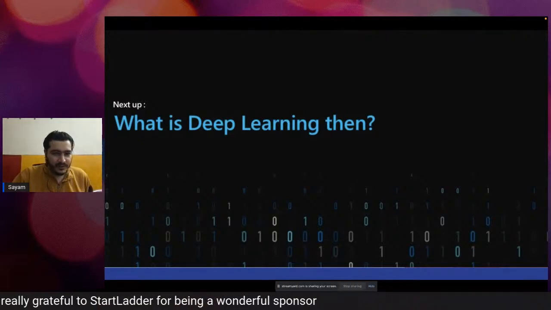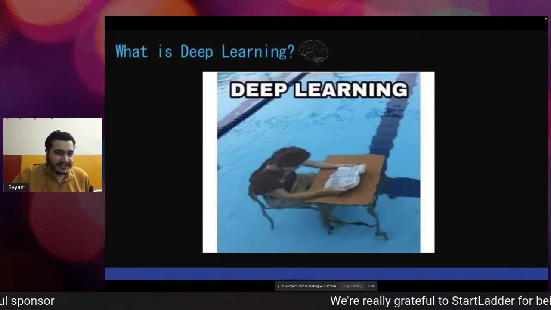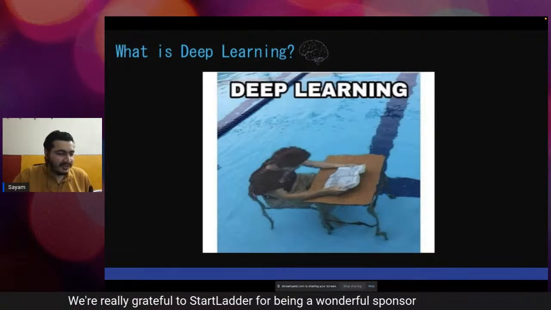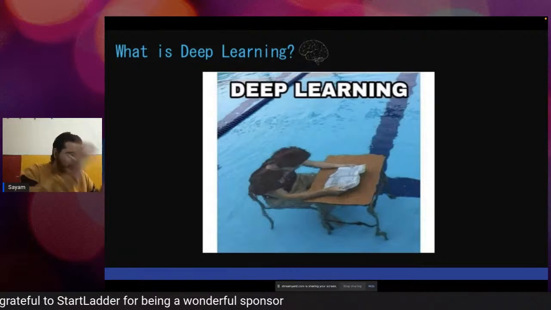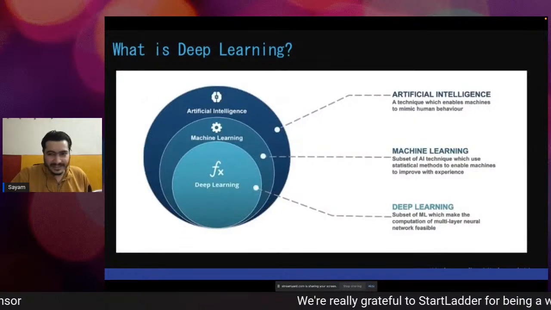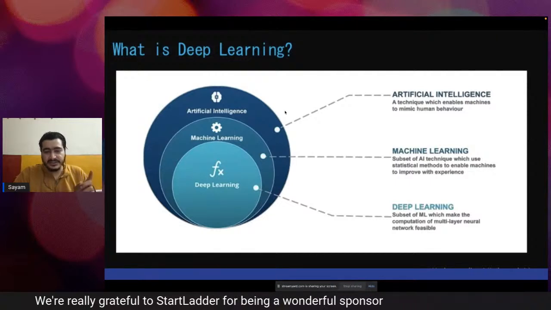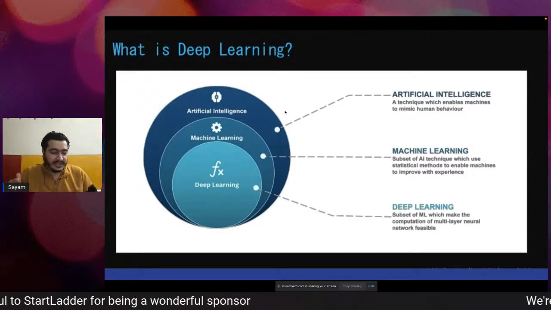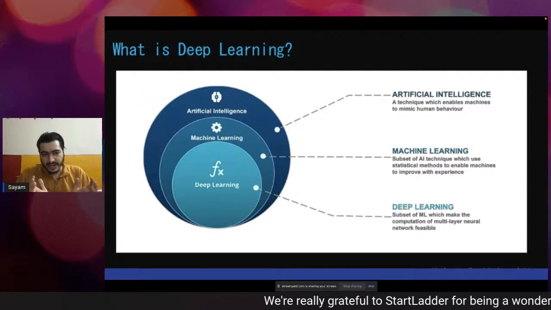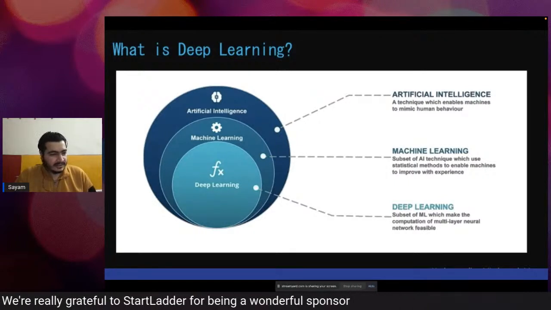Now we're going to move into what deep learning is. Yeah, this is exactly deep learning, right? When you hear your faculty say, hey, we're going to start some courses in deep learning, they're going to put you deep inside the water and let you learn the stuff. But no. As I just explained a few moments back, artificial intelligence is a broad superset of techniques that help you mimic human behavior. Machine learning is a smaller set inside artificial intelligence that helps the machine improve with experience, improve with data.